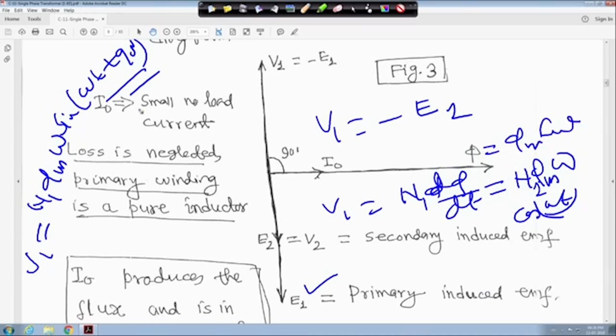That means this V1 is actually leading phi by 90 degree, and V1 is equal to minus E1. So this is E2, this is E1, and V1 is equal to minus E1. E1 is the primary induced EMF, and E2 is equal to V2, the secondary induced EMF. So basically I0 will be in phase with the flux phi, since the loss is neglected. Phi is taken as the reference.